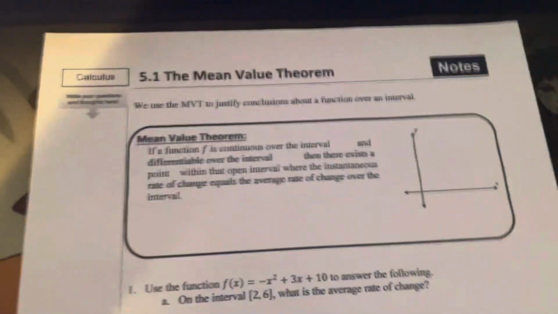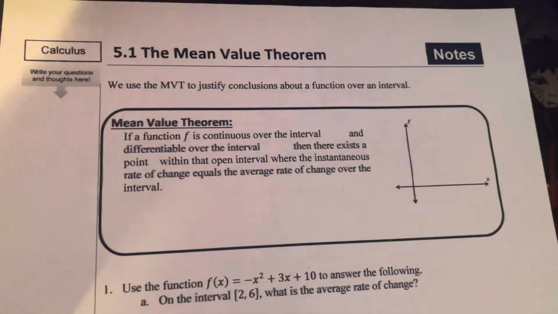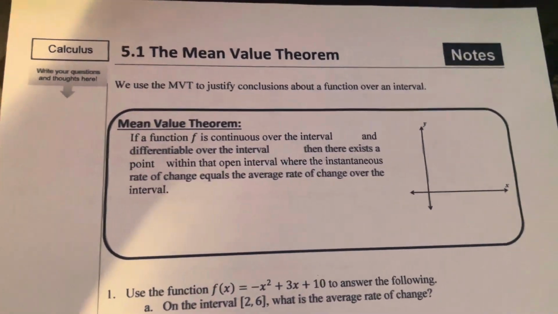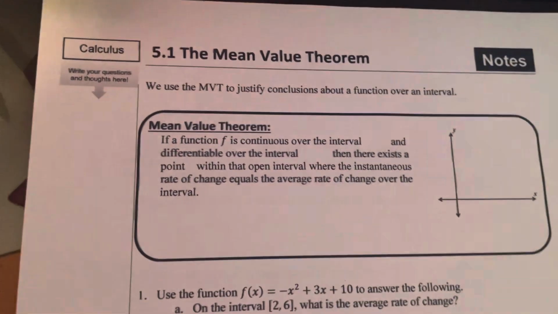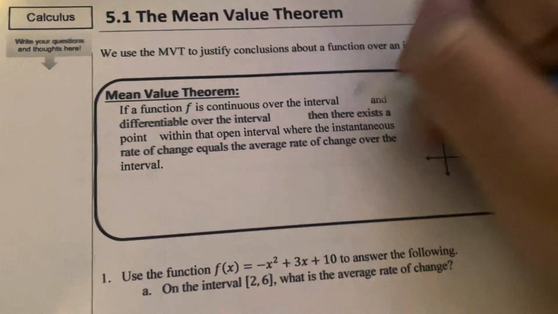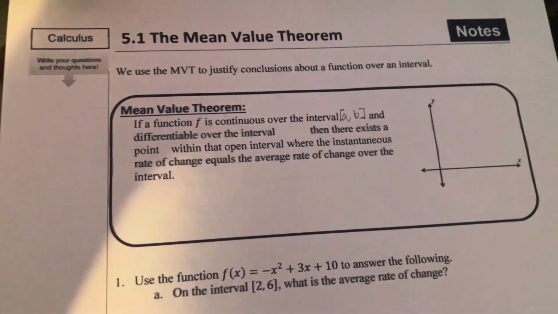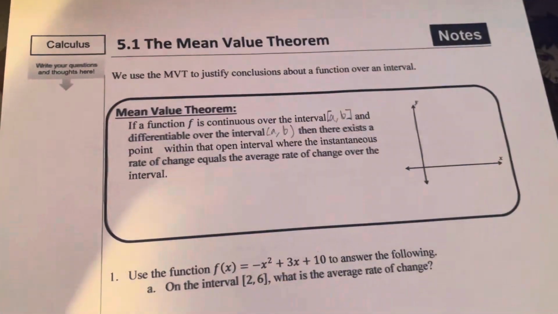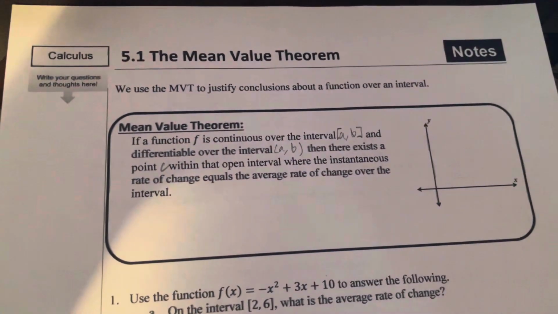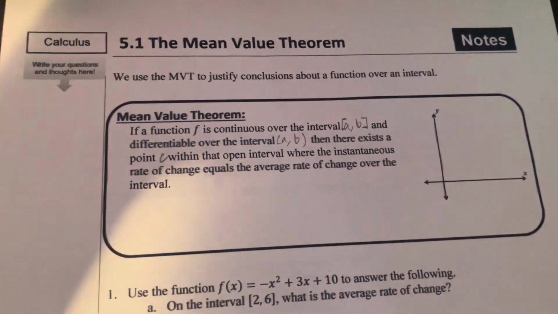Unit 5.1, the mean value theorem. We use the mean value theorem to justify conclusions about a function over an interval. The mean value theorem: if a function f is continuous over the interval [a, b] and differentiable over the interval (a, b), then there exists a point c within that open interval where the instantaneous rate of change equals the average rate of change over the interval.